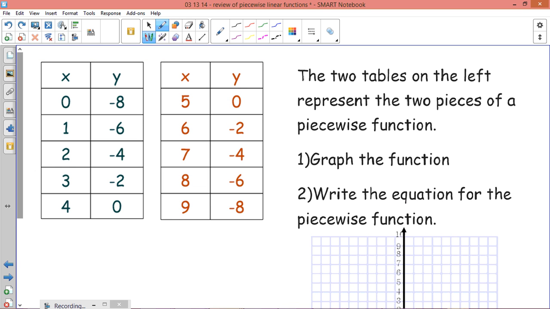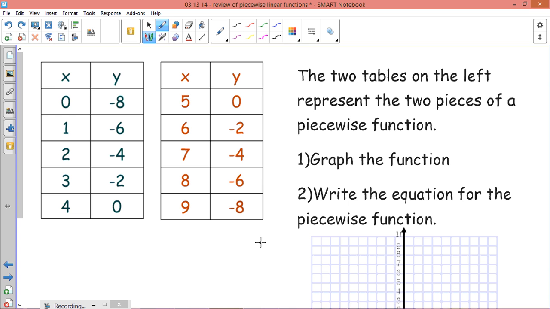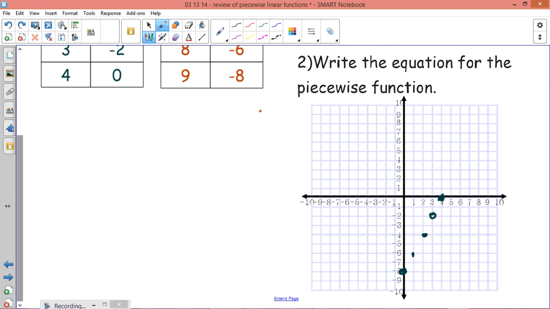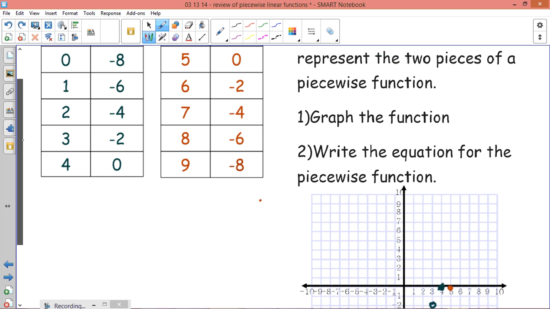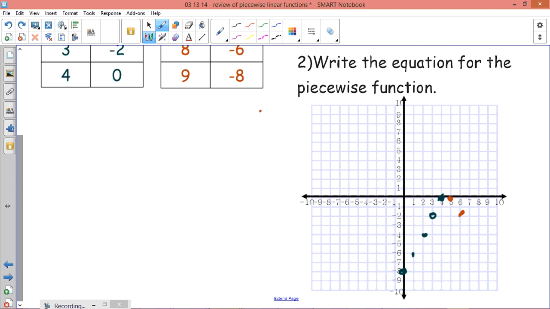I'm going to skip to the next one and draw those 5 points. 5, 0 is right here. The next one is 6, negative 2 is right there. 7, negative 4 right there. 8, negative 6 right there. 9, negative 8 right there.